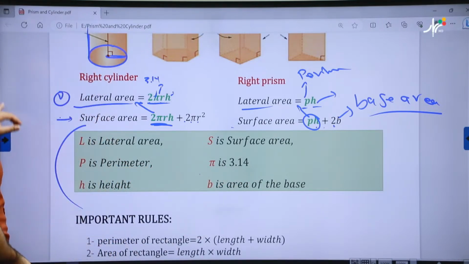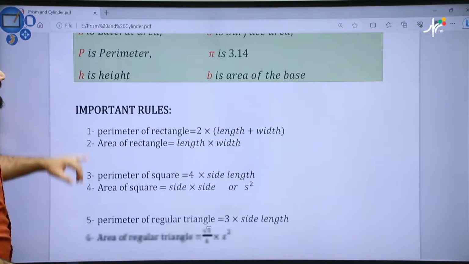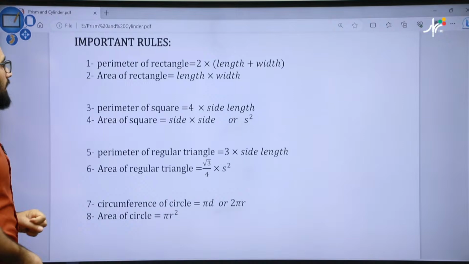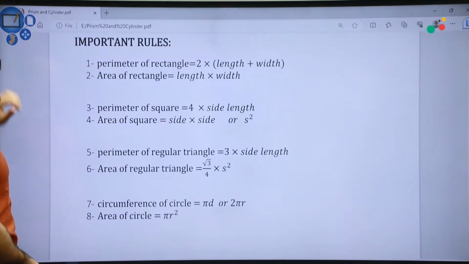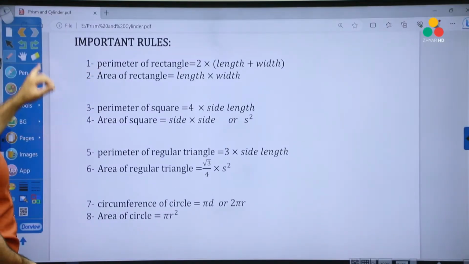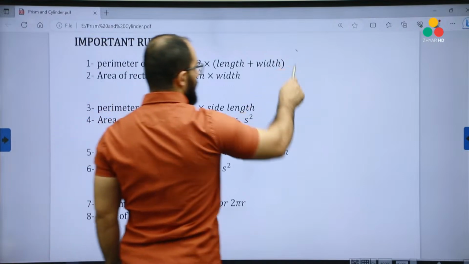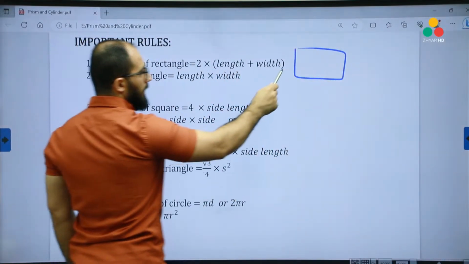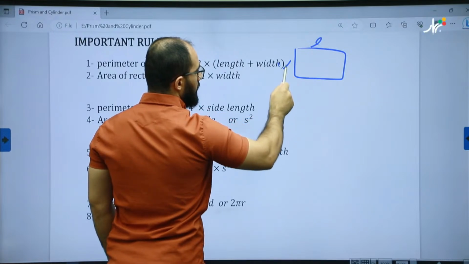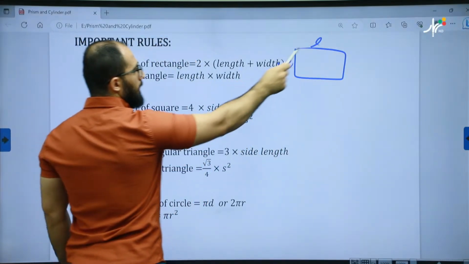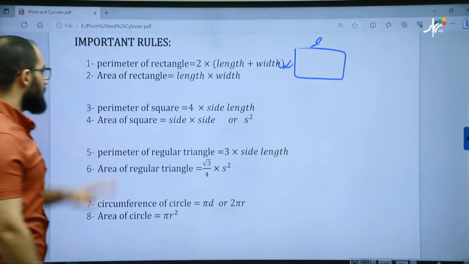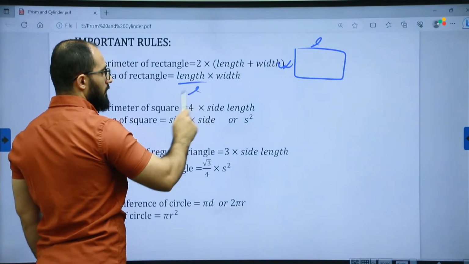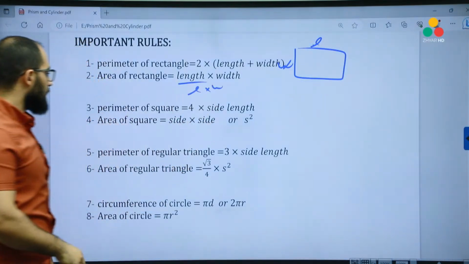Okay. Then, before we solve the examples, we have to know some important rules. The first one, perimeter of rectangle. Okay, it is 2 times length plus width, this is length and width. But area of rectangle is length times width, L times W.